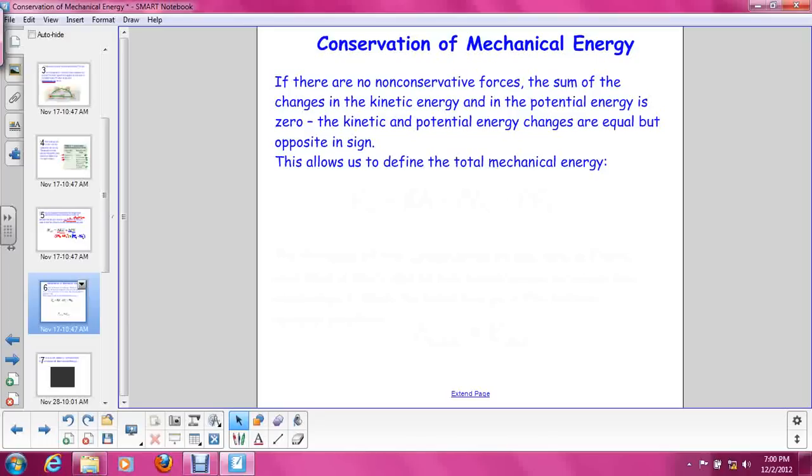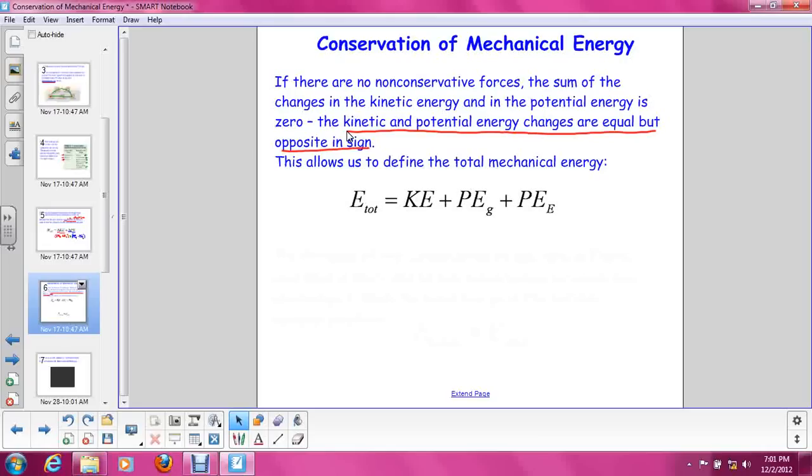But what we're really concerned about is that if there are no non-conservative forces, if we ignore air resistance and friction, the sum of the changes in kinetic energy and in potential energy is zero, which means the kinetic and potential energy changes are equal but opposite in sign. So however much kinetic energy you gain, you lose that much potential energy. I may have just said the same thing twice, but I think you understand.